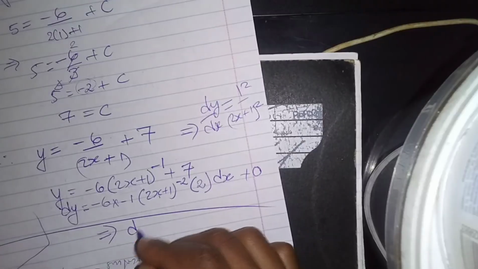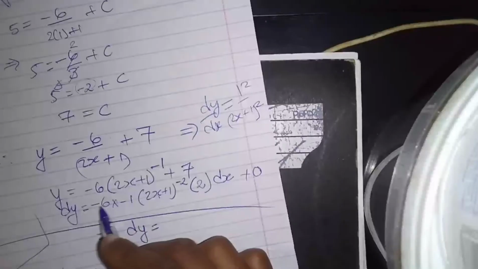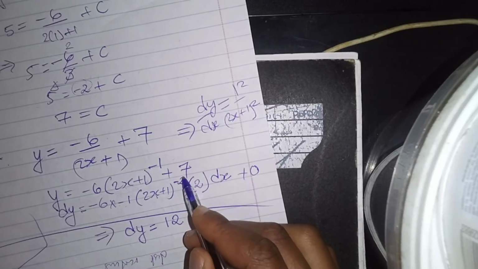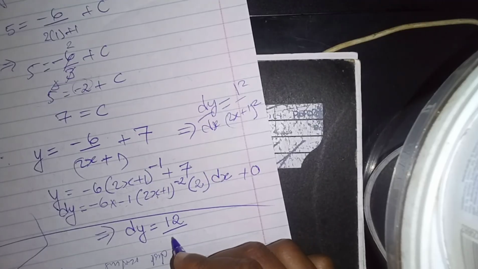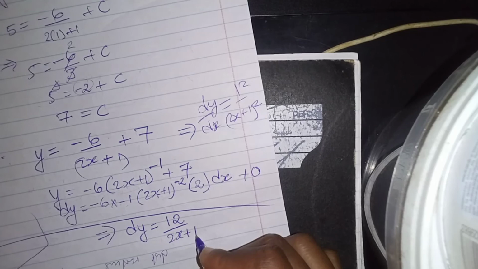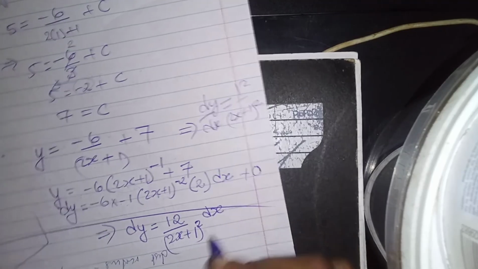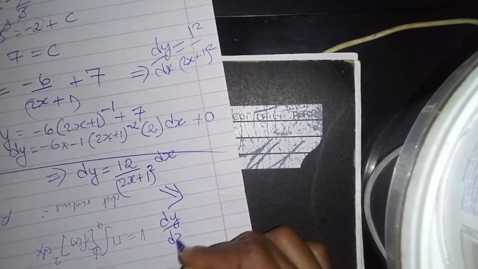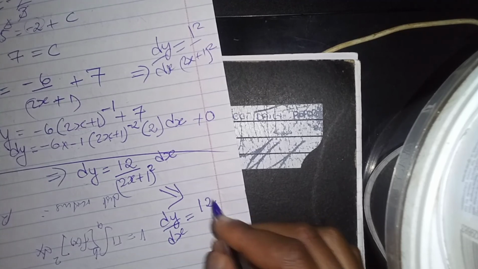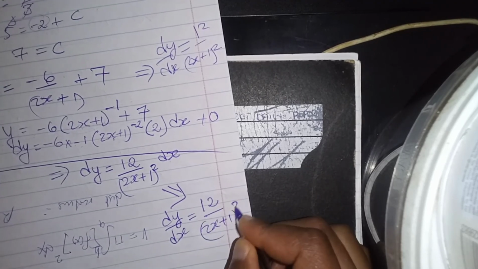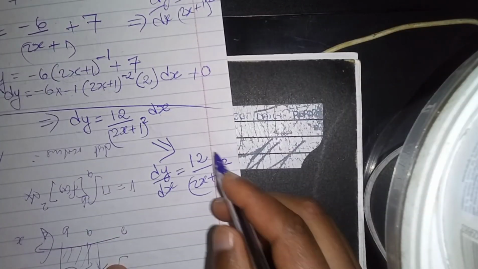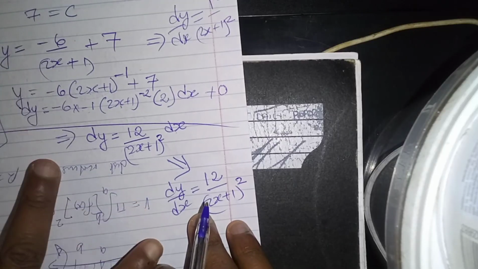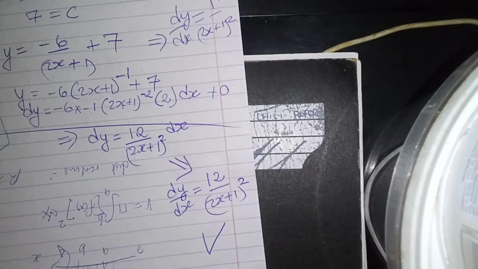So now we have dy. Here, multiplying negative by negative, this will be 12, and with the negative power this will be over 2x plus 1 squared, dx. Now you can divide by dx on both sides, so dy dx is equal to 12 over 2x plus 1 to the power 2. So we got this derivative from differentiating the equation of the curve. This proves that our equation is correct.